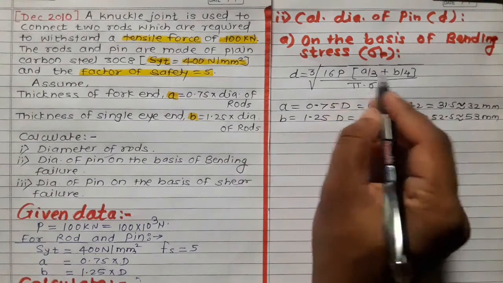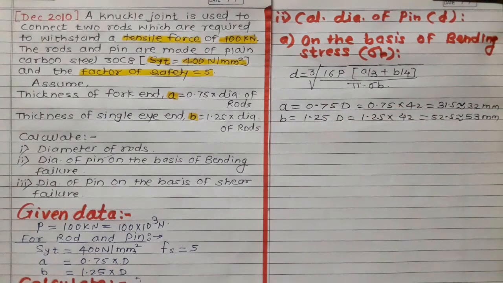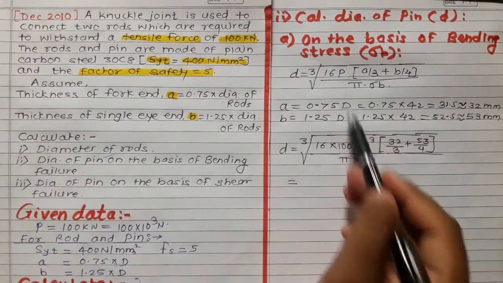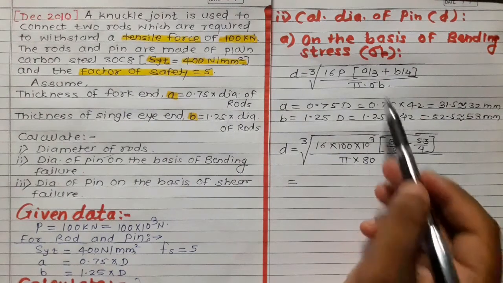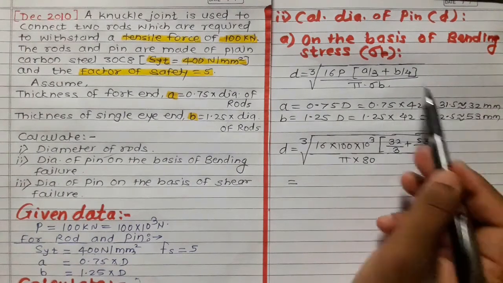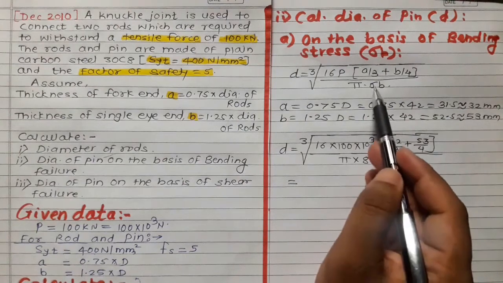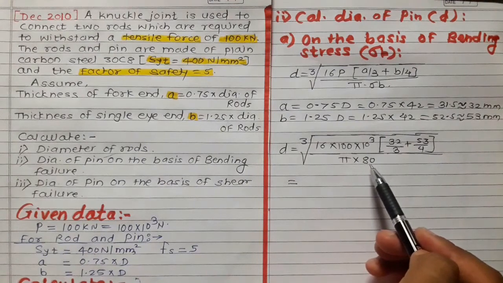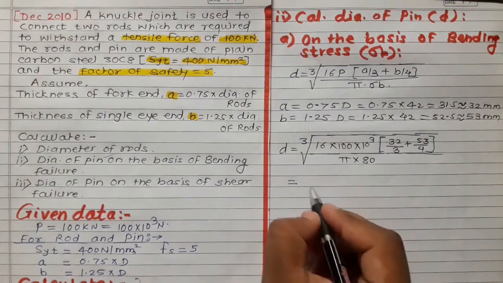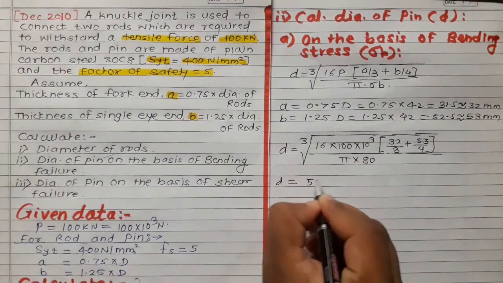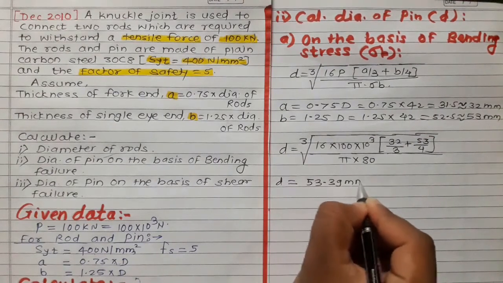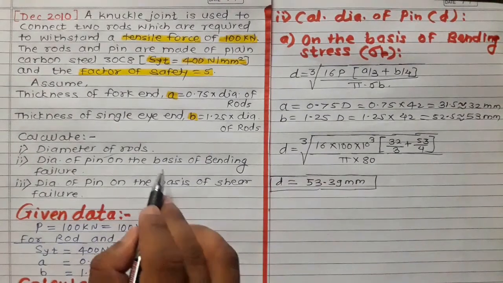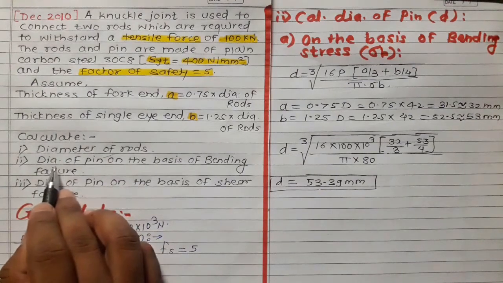Now let us put the values of P, A, B and sigma b, and calculate small d, that is diameter of pin based on bending stress. In this equation, put the value of P as 100 into 10 raised to 3 Newton, which is given. A we have just calculated, it is 32 mm, and B is 53 mm. Permissible bending stress sigma b we have taken equal to permissible tensile stress, which is 80 Newton per mm square. If you calculate, the answer for small d will be 53.39 mm. So this is the diameter of pin based on bending failure or bending stress. This is the second answer of this numerical.